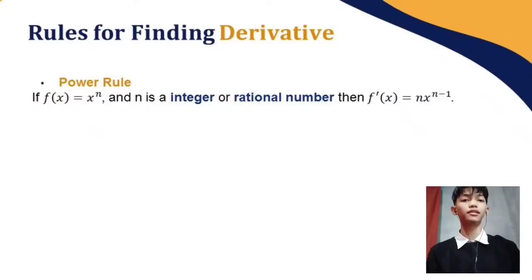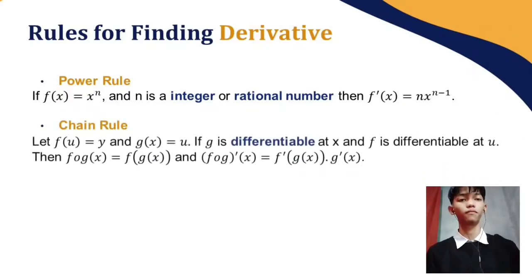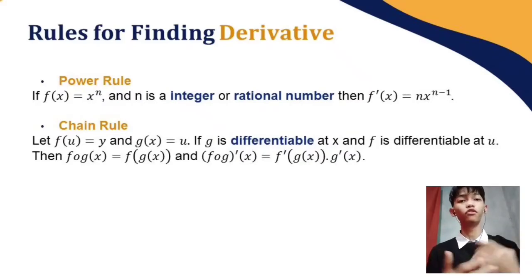Okay, the last rule is chain rule. Let f(u) be equal to y and g(x) be u. If g is differentiable at x and f is differentiable at u, then f o g of x is equal to f of g of x, and the derivative of f o g at x is equal to f prime of g of x times g prime of x.